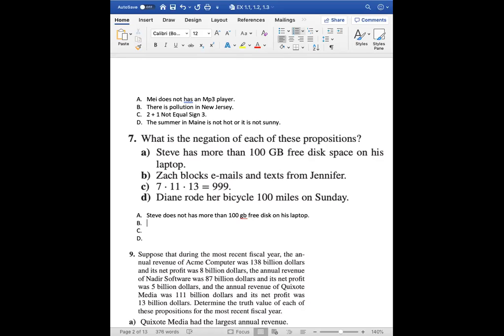The next one is Zash blocks email and text from Jennifer. Here you have to be careful about the and word. So we will say Zash does not block emails, or, so we also have to revert the and to or, texts from Jennifer.